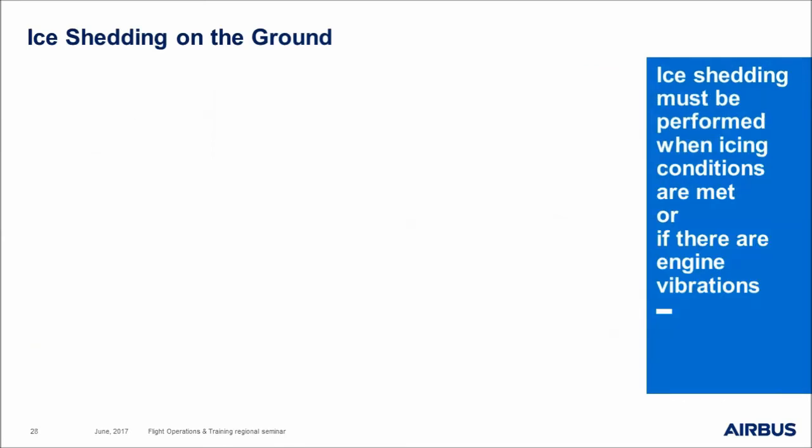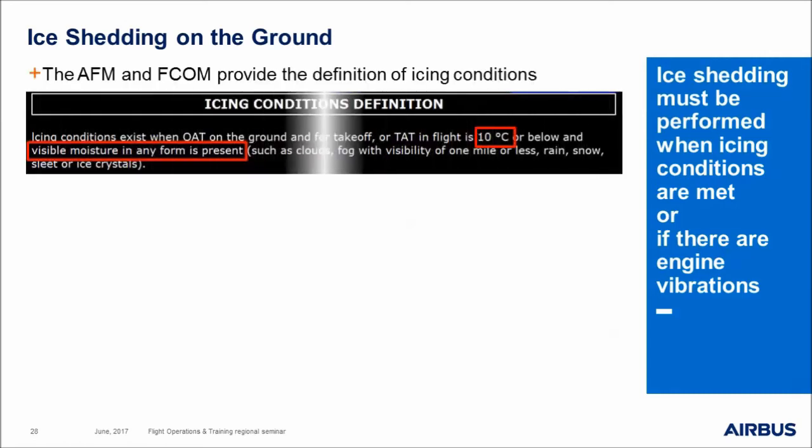Ice shading must be performed when icing conditions are met or if engine vibrations are experienced. The AFM and the FCOM provide the definition of icing conditions. Basically, OAT is at or below 10 degrees Celsius and there is some visible moisture in any form, either in the air or on the ground.